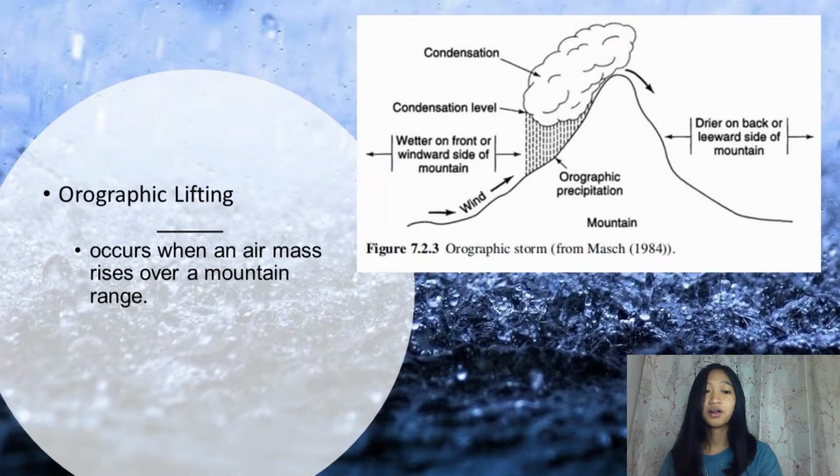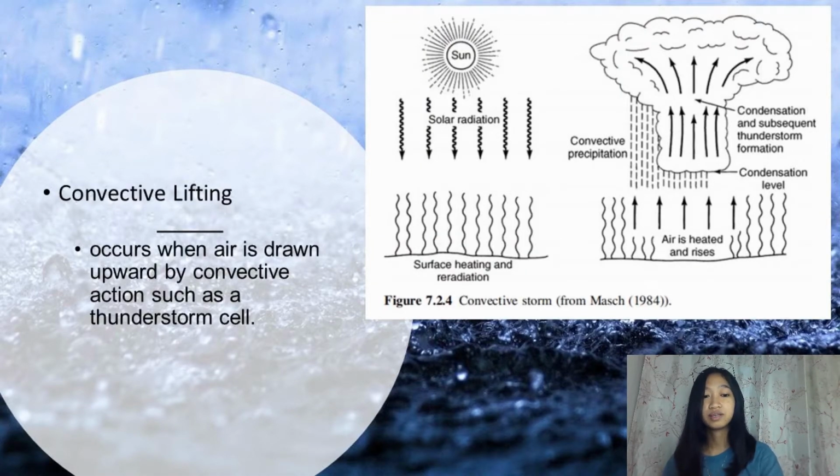Next is the orographic lifting. It occurs when an air mass rises over a mountain range. In orographic lifting, the air mass is lifted up to a higher altitude because of the mountain barrier, wherein there is the process of cooling, condensation, and precipitation. The next one is the convective lifting. It occurs when air is drawn upward by convective action such as a thunderstorm cell. In convective lifting, a packet of air rises due to heat and then creates a convective cell.